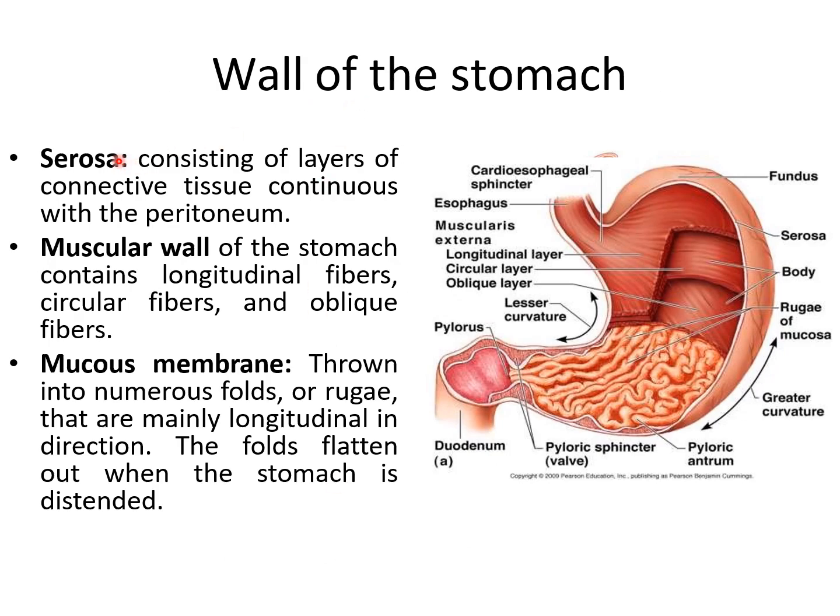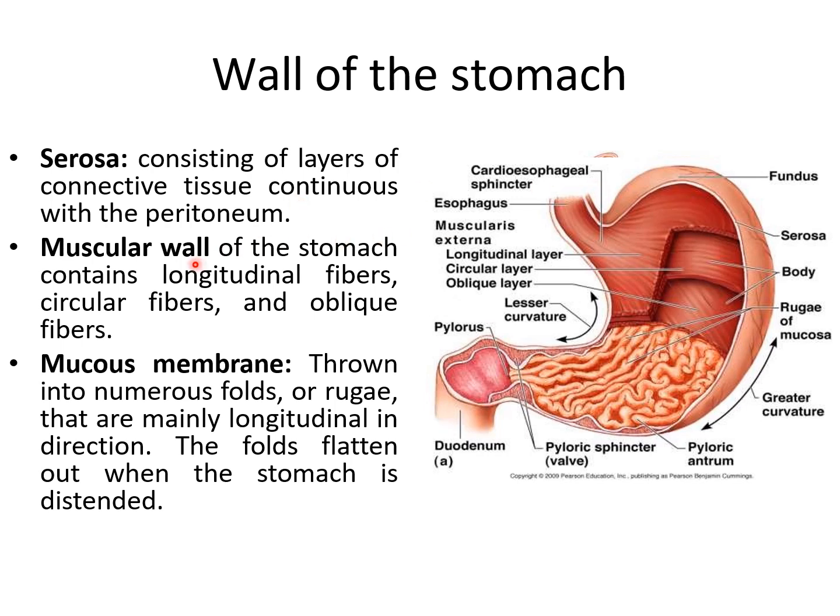The stomach wall has three layers: serosa, muscular wall, and mucous membrane. The serosa consists of layers of connective tissue continuous with the peritoneum. It is formed by connective tissue and it is continuous with the peritoneum. This is the serosa, the outermost layer.